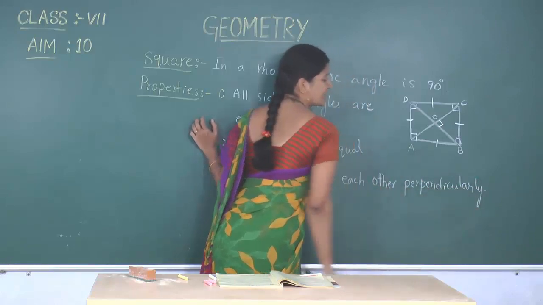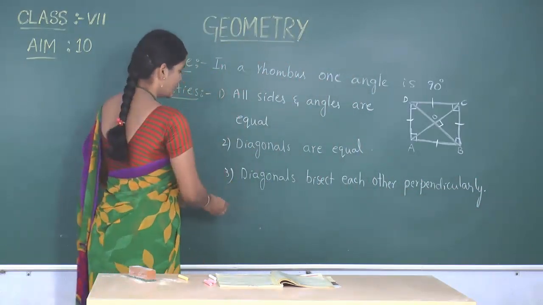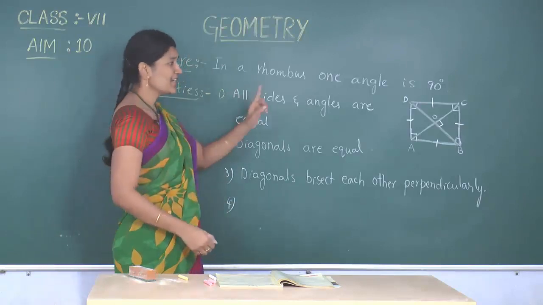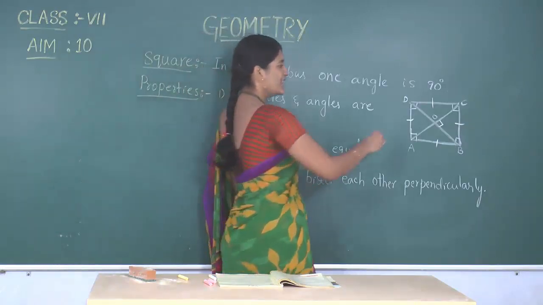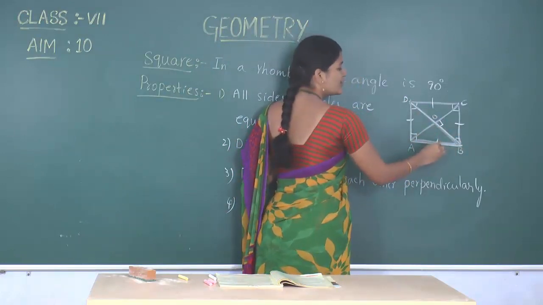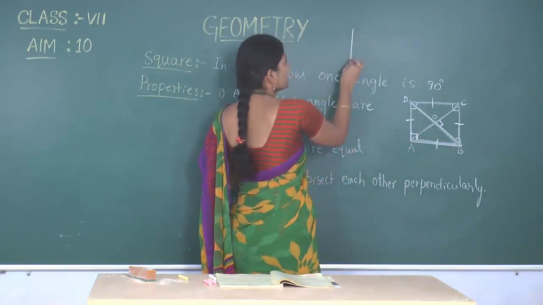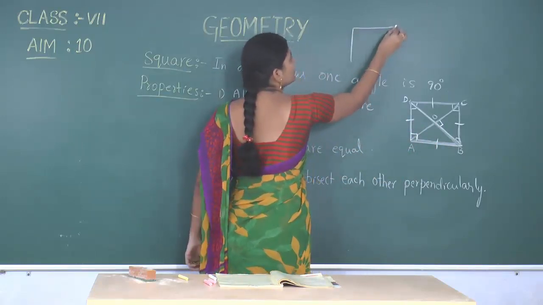Perpendicularly, at 90 degrees, at right angle, all are the same. And now the next property: each diagonal divides the square into two isosceles right angle triangles. Let me draw one more figure to show you.